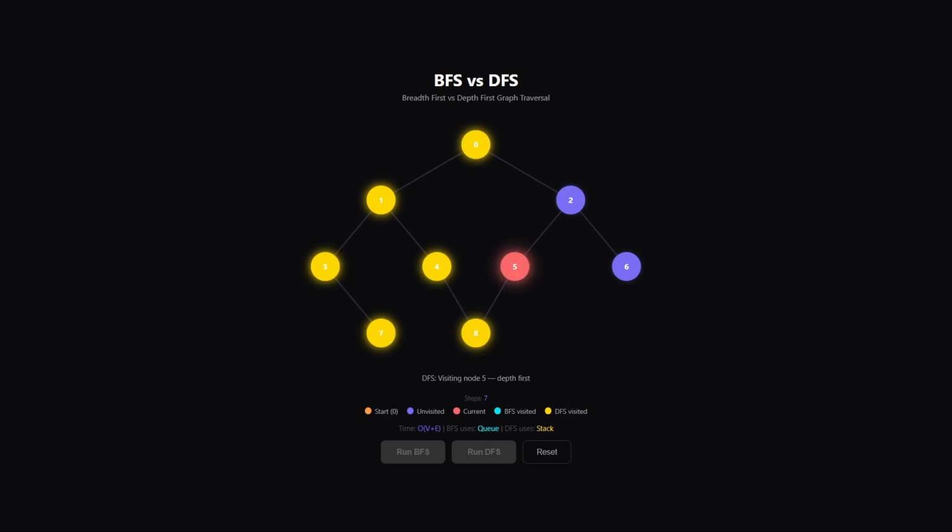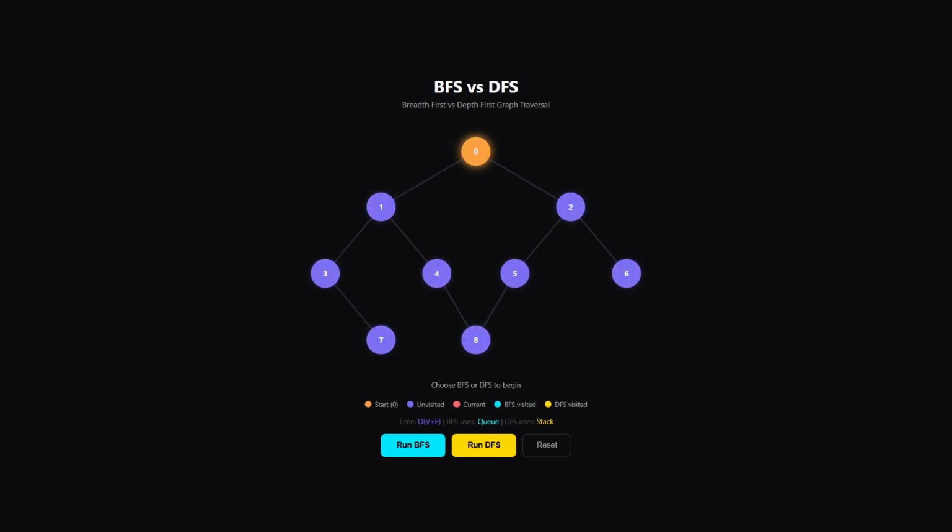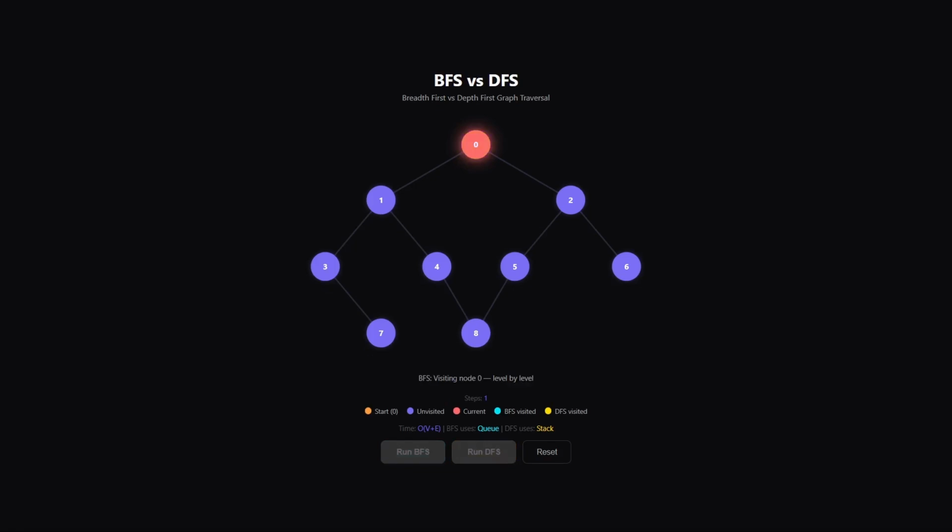See how different the traversal order is. BFS explored methodically, level by level. DFS dove straight down one branch before trying another. Same graph, same starting node, two completely different journeys.